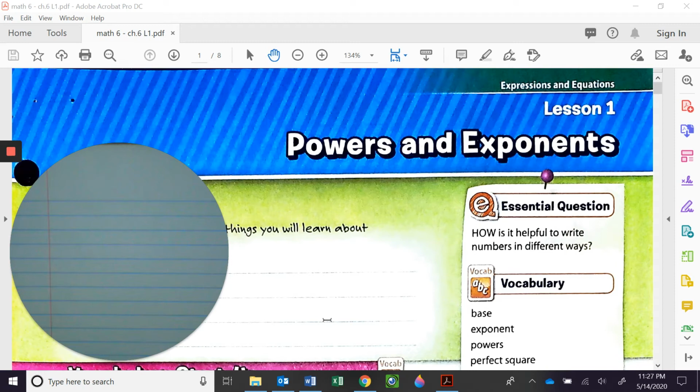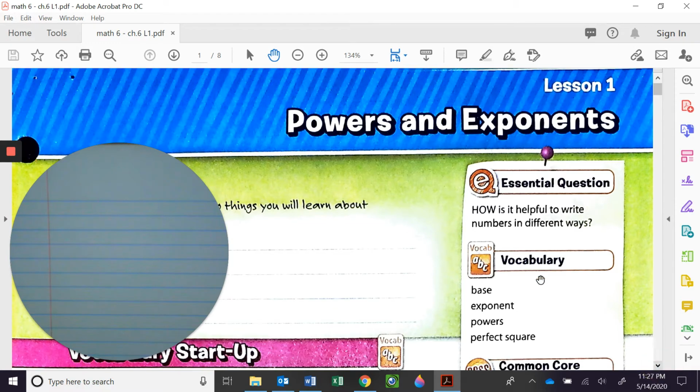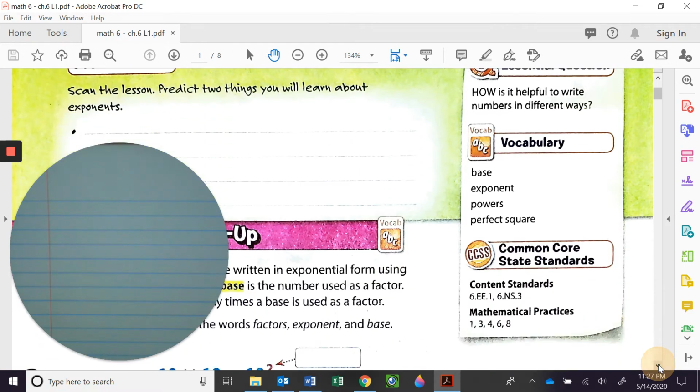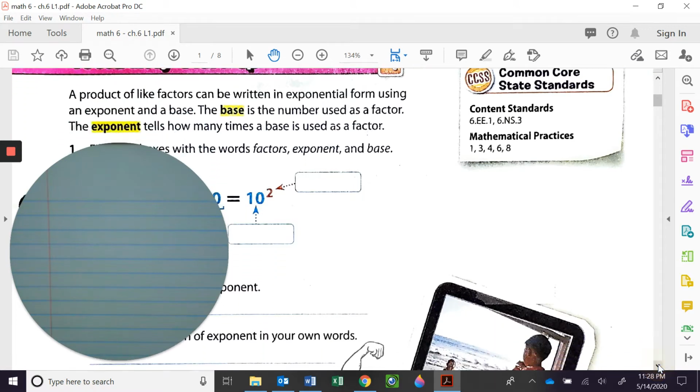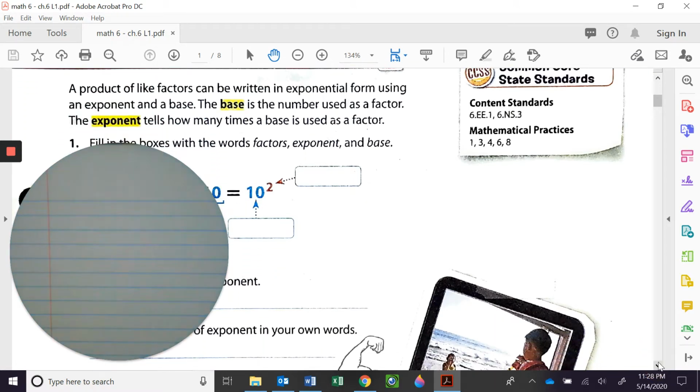All right, so we're starting a new unit and we're going to be learning about expressions. So our first lesson is on powers and exponents. A few things that we need to remember are the words base, exponent, powers, and perfect squares. Okay? Let's look at our first couple of vocabulary words.